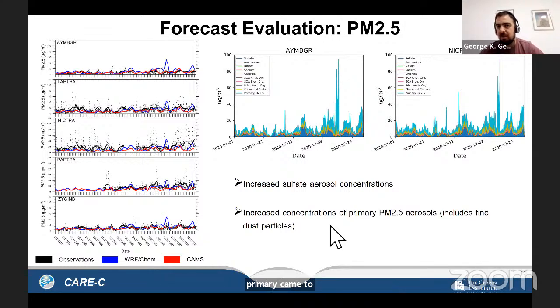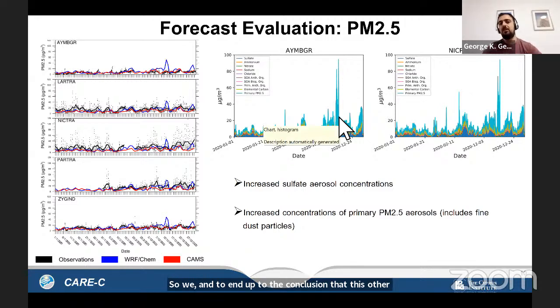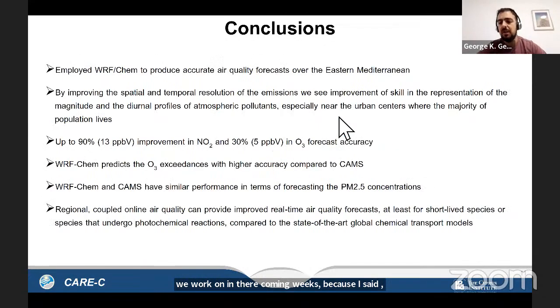This variable in the MOSAIC aerosol mechanism also includes fine dust particles. Actually, 3% of the directly emitted dust goes into primary PM2.5. So we end up with the conclusion that this overestimation is due to dust, which is something that we will work on in the coming weeks, because as I said earlier, dust is a major component of air pollution in our region.